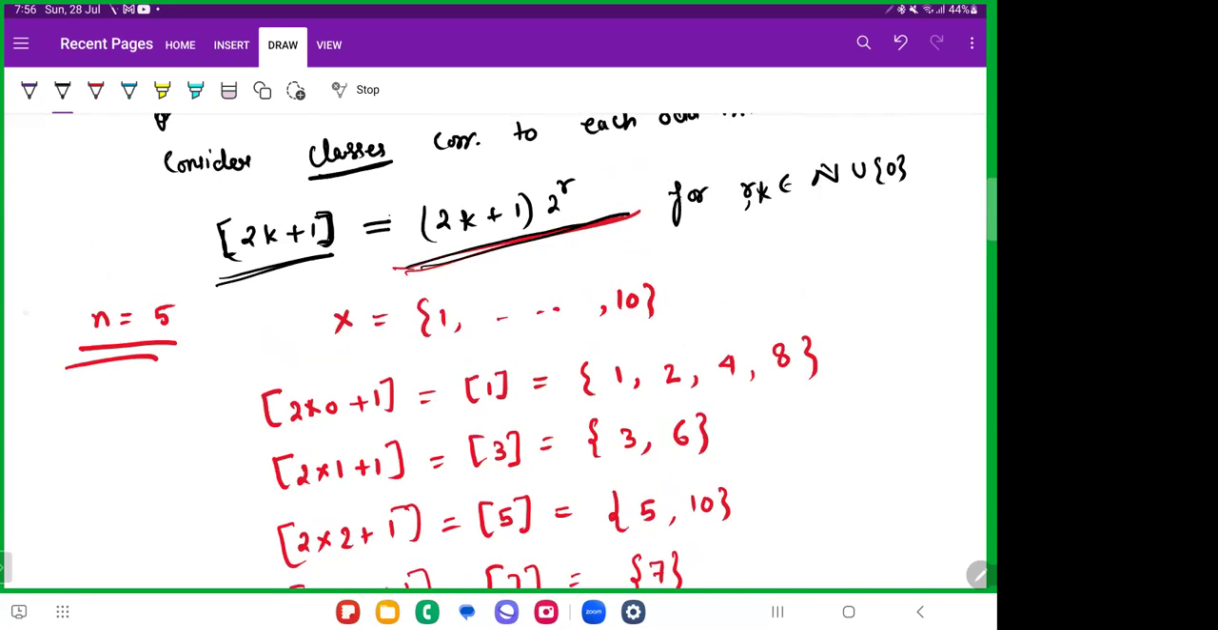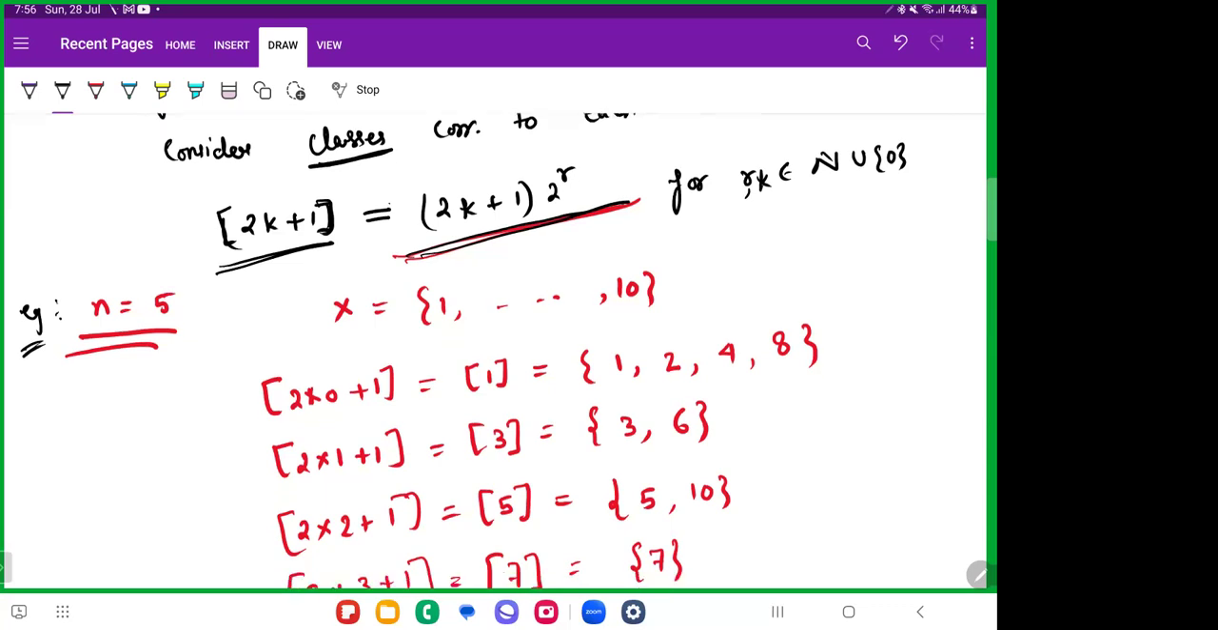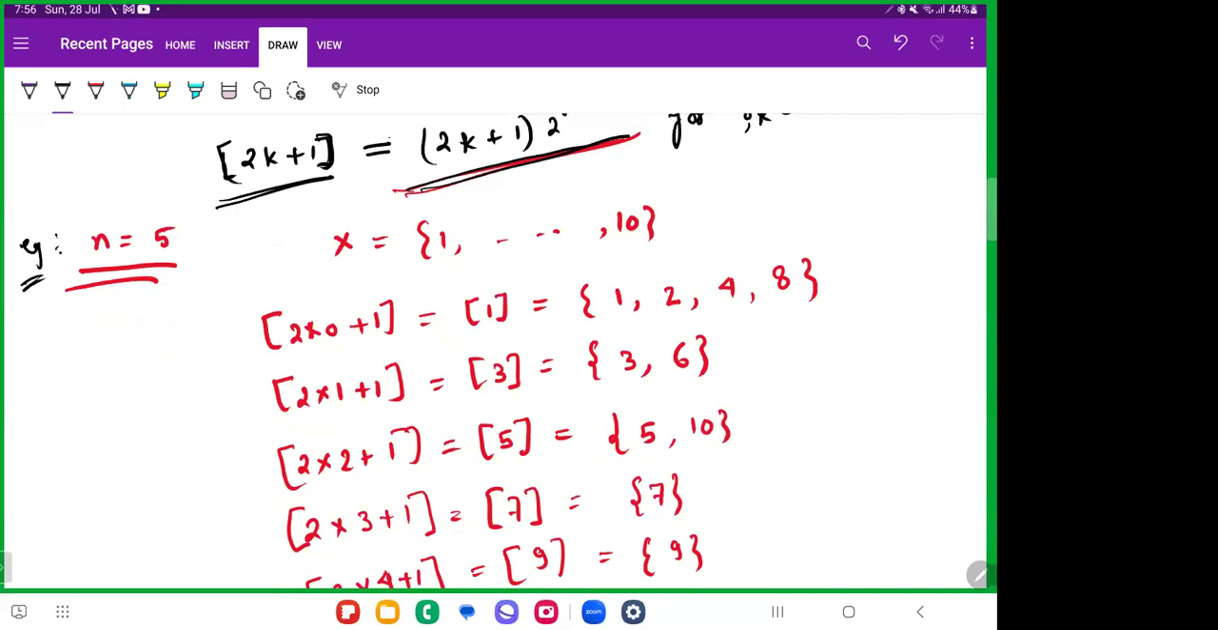So this I explained by example. This is the example I gave for n equals to 5. So in the class of, let's say, the odd number 1, what will the elements look like? 1 dot 2 to the power r. So 1 is 2 to the power 0, 2 is 2 to the power 1, 4 is 2 to the power 2, and 8 is 2 to the power 3. If you choose 2 to the power 4, then it will go outside the set, so we are not interested in that. We are breaking this set 1 to 2n into classes, basically equivalence classes.